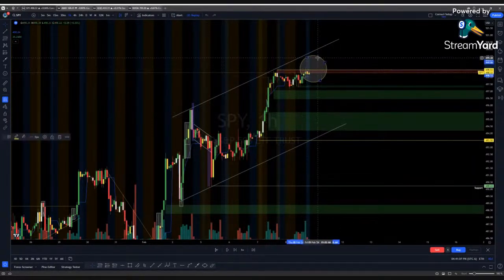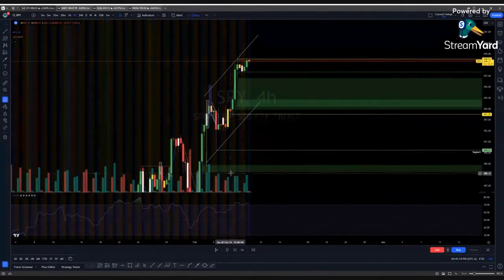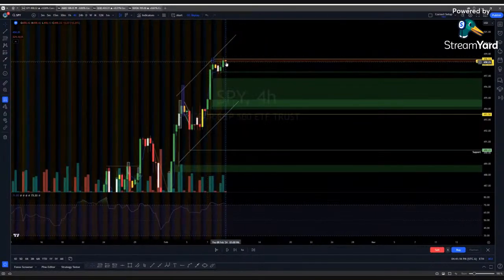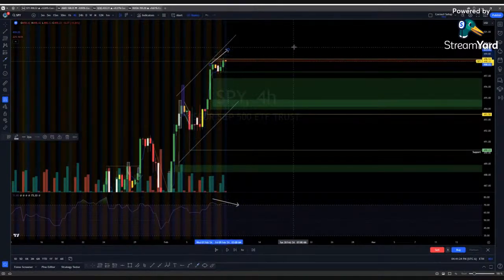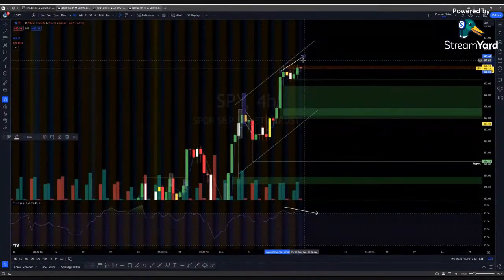And we are pushing higher, and the market's not looking like it wants to pull back just yet. But on the 4 hour, we have a higher low in momentum and a higher high in price. So just keep that in mind. Momentum is slowly shifting downwards. That tells us that potentially we may see some downside soon, in my opinion.